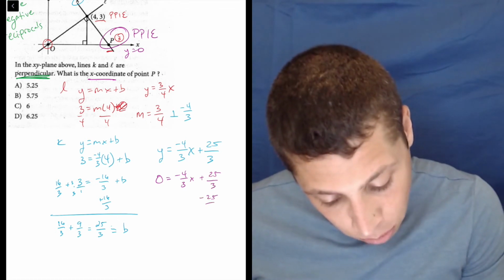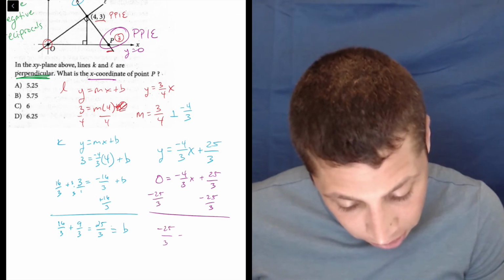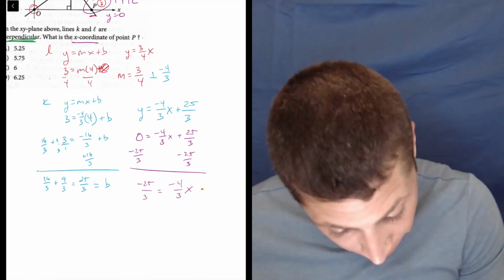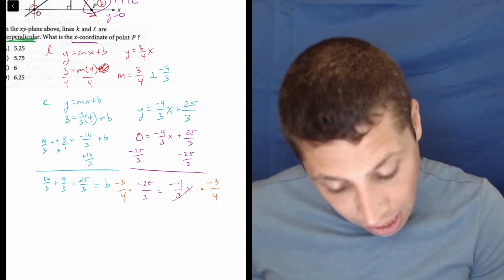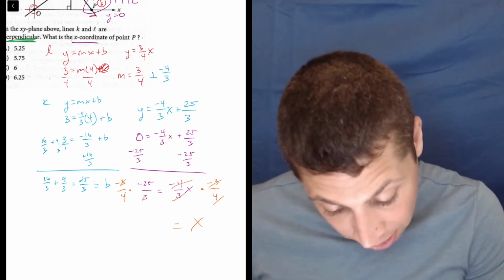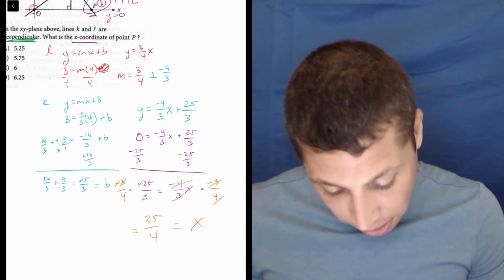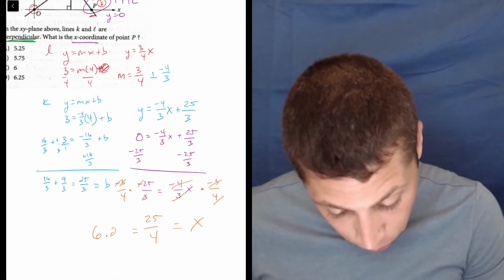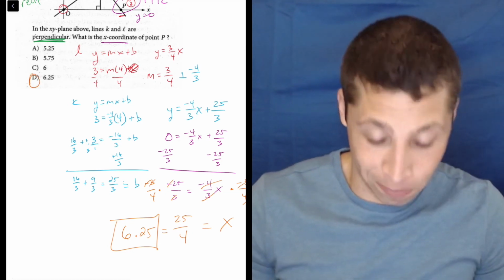So we're going to subtract 25/3 from both sides. We get negative 25/3 is equal to negative 4/3 x. And then we multiply by negative 3/4 to cancel out everything on this side and get us an x. And then here I'm going to reduce the 3's and get rid of the negatives. 25/4. And if we put that into our calculator, well, 4 goes into 25 6 times with 1/4 left over. So that is 6.25, which is D, which is the answer.